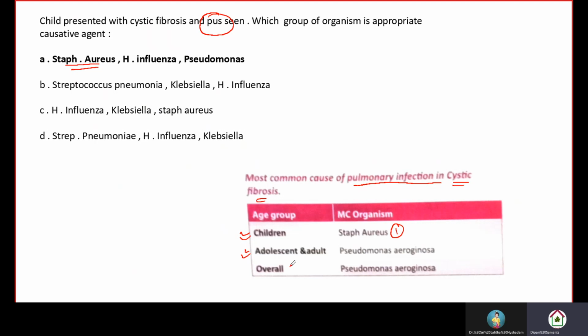In adolescents and adults, overall it is Pseudomonas aeruginosa. Staph aureus and Pseudomonas are the main causes. Although it is a child, and in children generally Pseudomonas does not infect the lungs, you should go for this option, group 1, not option C, because Pseudomonas is not present there. Pseudomonas and Staph aureus both are present, although Staph aureus is the most common cause for children. Okay.